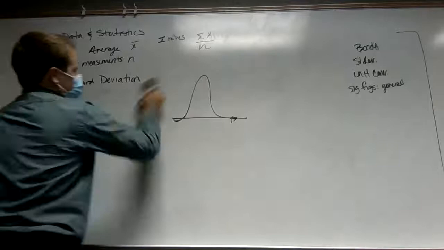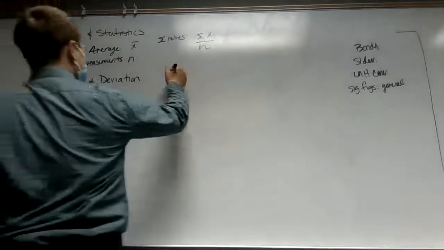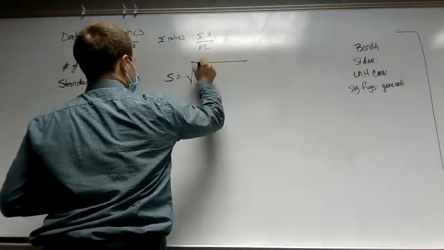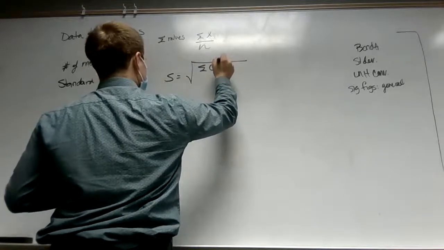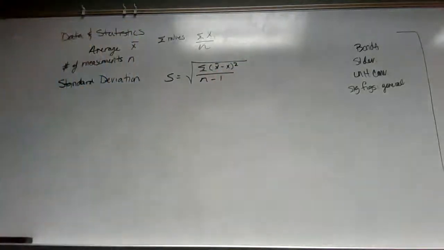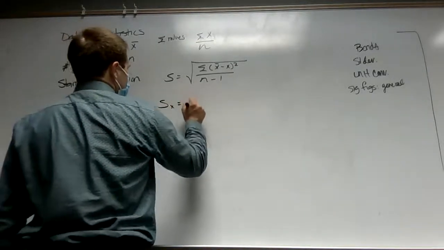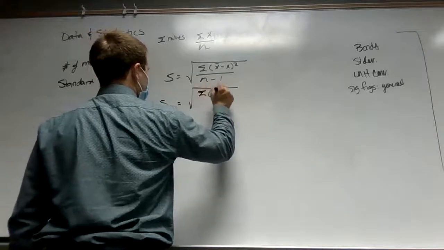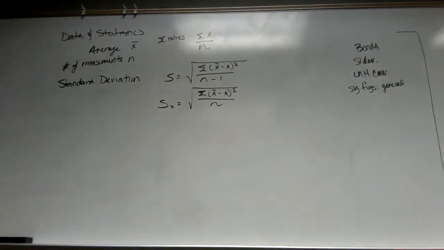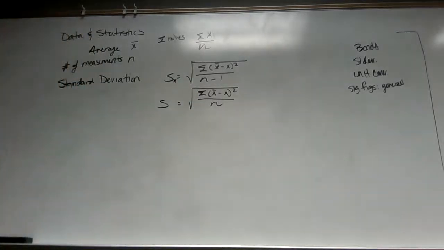Our standard deviation is calculated one of two ways. We can say the standard deviation is equal to the square root of the sum of x minus x bar squared, divided by n minus 1. You also see it as the square root of the sum of x minus x bar squared over n. So, when do we use which one?